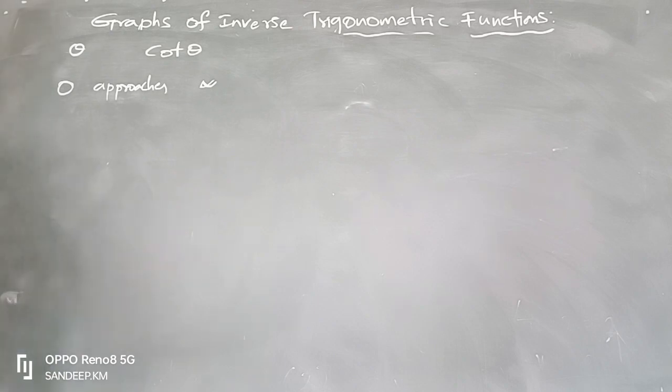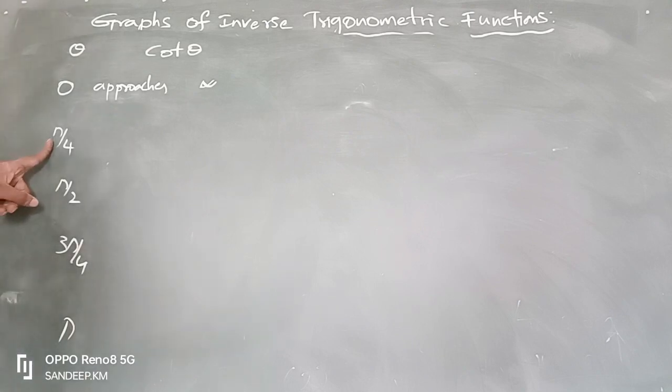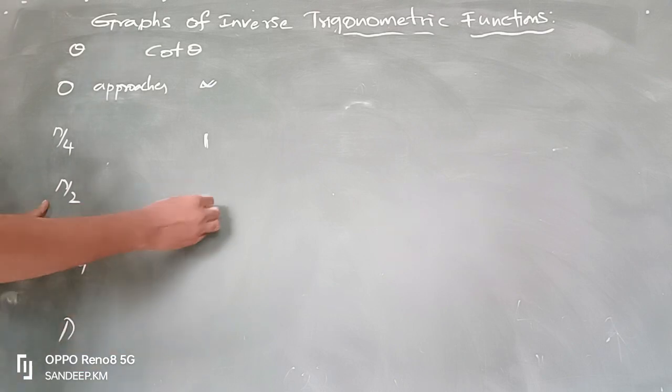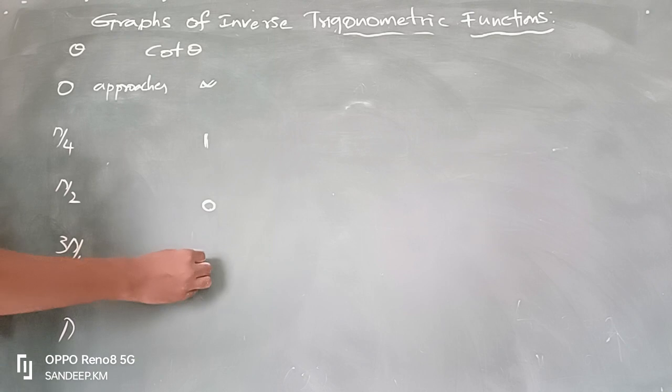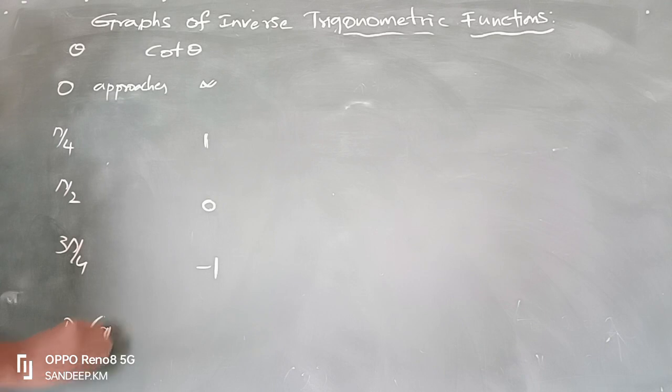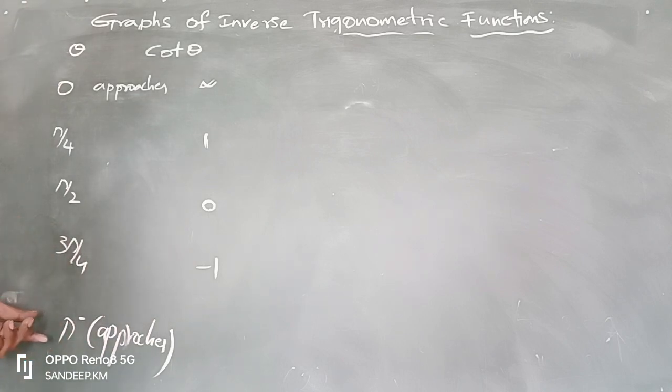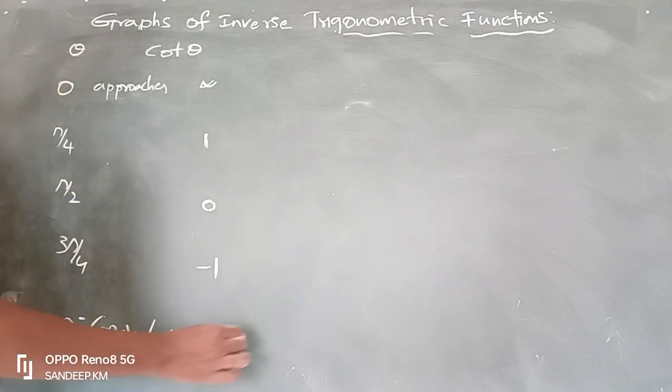Now 0, pi by 4, and then pi by 2, then 3 pi by 4, and then pi. So theta is pi by 4, cot pi by 4 will be 1. Then input is pi by 2, cot pi by 2 is 0. Cot 3 pi by 4 is minus 1. Cot pi, again input cannot be pi. Here also when input approaches pi from the left side, that means pi minus something, a value which is infinitely close to pi, then the output approaches minus infinity.